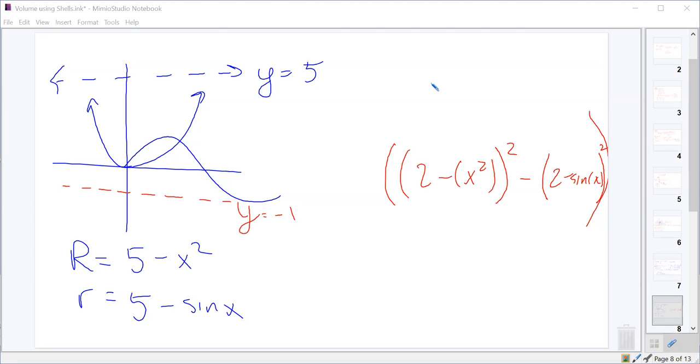Okay, so real quick, let's do y equals -1. Let me know if that works out. What did you get for your outer radius if we did y equals -1? 1 plus sine x. Now our upper function is the one that's furthest away. This distance is 1 unit, and then we add in another sine x, so our outer radius should be 1 plus sine x. Our inner radius ought to be 1 plus x squared. Everybody good with that?